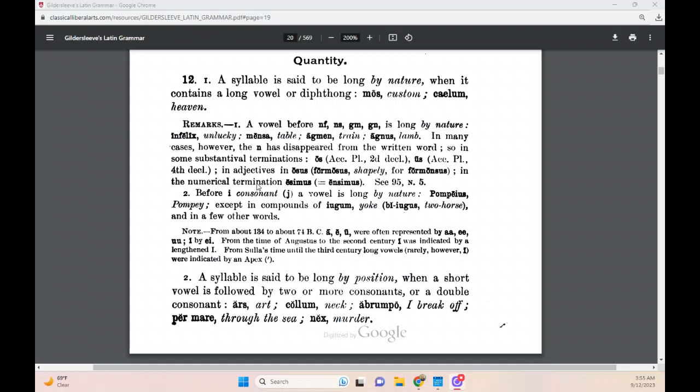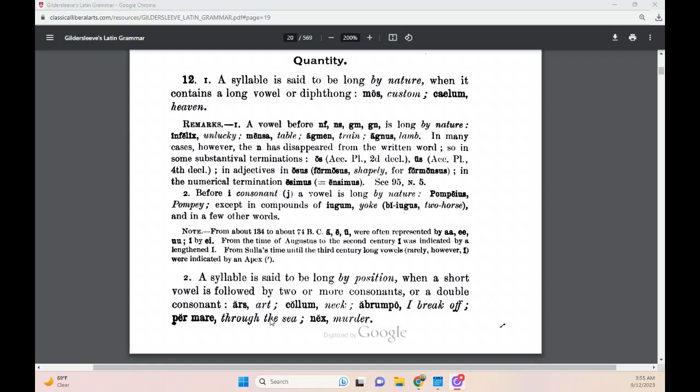Now, the question that you should ask is why? Why are these syllables long? Because they're followed by certain consonants and things like that. And the reason why is because in order for us to articulate those consonants that follow the vowel, we have to intentionally slow down our pronunciation because those consonants are difficult to articulate.